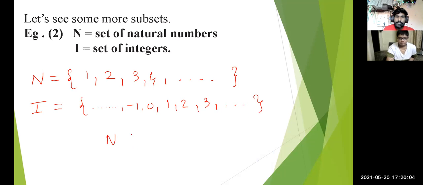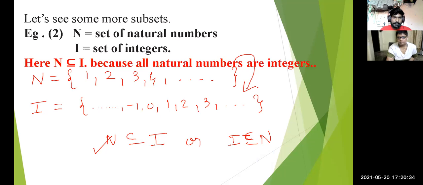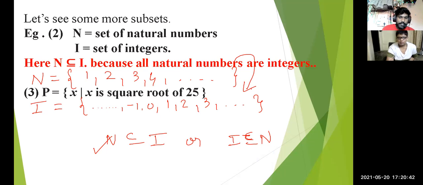Now tell me, is N a subset of I, or is I a subset of N? Tell me which is correct and which is wrong. N is a subset of I. Yes, N is a subset of I because all the elements of N are inside I. So we can say that the set of natural numbers is a subset of the set of integers. Clear? So N is a subset of I because all natural numbers are integers. Okay, let's see the second one.